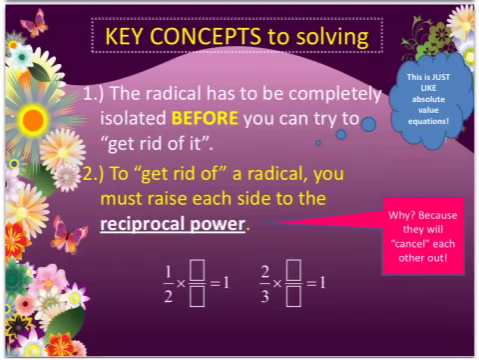Now when I say get rid of, I mean we are going to make it go away by raising each side of the equation to the reciprocal power. So remember, reciprocal means that when I multiply a number by its reciprocal, I get 1. So let's say I'm looking at 1/2. If I multiply 1/2 by its reciprocal, which is 2 over 1, I get 1. Or 2/3, the reciprocal would be 3 over 2, because when I multiply them, I get 1.